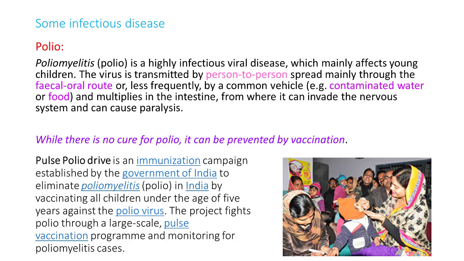Pulse polio uses an oral vaccine because it is cheap and easy to administer. It reaches the intestine directly and prevents the multiplication of the disease-causing virus.